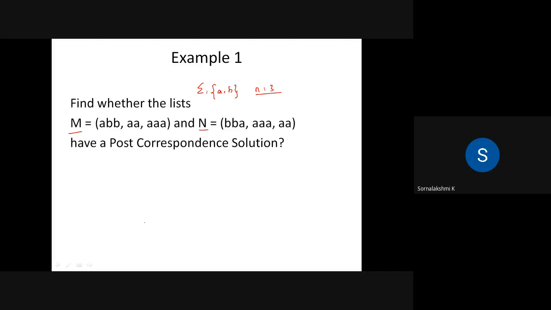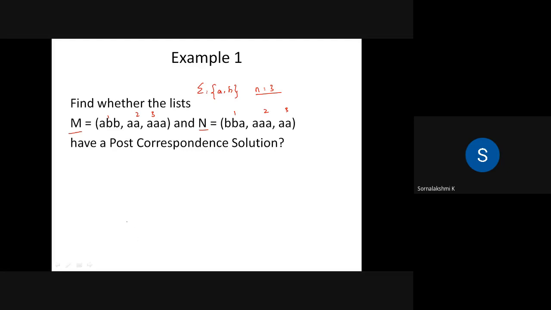Now, does it have a Post Correspondence solution? Questions like this only will be asked. Does this set of strings have a Post Correspondence solution? So what should we do? We know this is x1, x2, x3, and similarly this is y1, y2, y3. You should arrange them in some order so that you get two equivalent strings on the LHS and RHS.